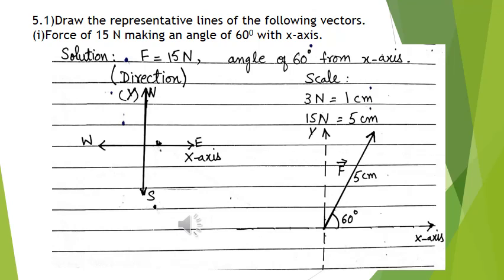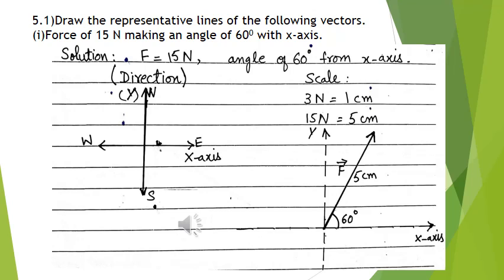Now here is another option. If I will choose 5 Newton force is equals to 1 centimeter, then our 15 Newton force will be equals to 3 centimeter in length. Then it will be a quite short diagram on our paper. So I have chosen 3 Newton force is equals to 1 centimeter. Then our 15 Newton force will be 5 centimeter and you can draw it easily and it will be understandable.